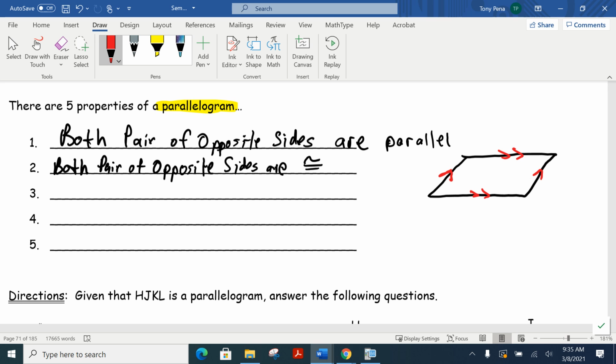Both pair of opposite sides are congruent, so that's when we use tick marks. So put a single tick here and a single tick here. That means those two sides are congruent. And then put double ticks here and here. That means those two sides are congruent.